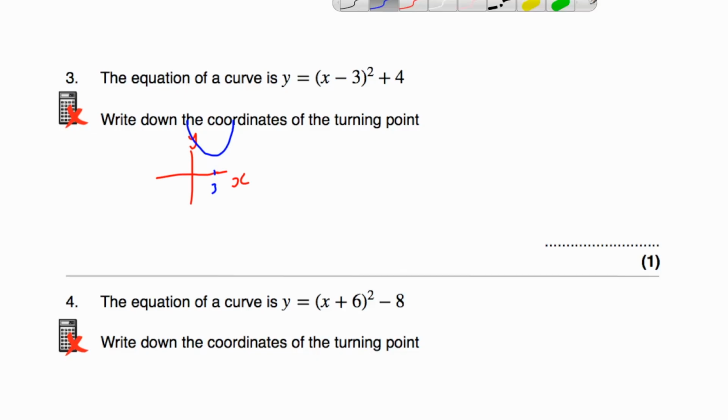So the coordinates of the turning point would be here, which are 3, because we're going 3 to the right, and then 4 up, so 3, 4. So the coordinates of the turning point would be 3, 4. And that's it. Okay, let's have a look at our next one.